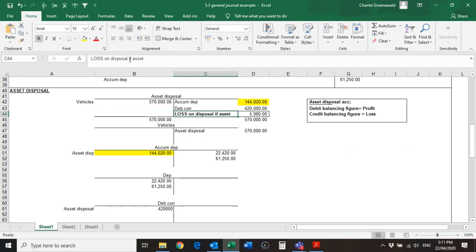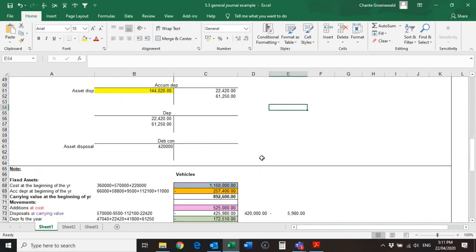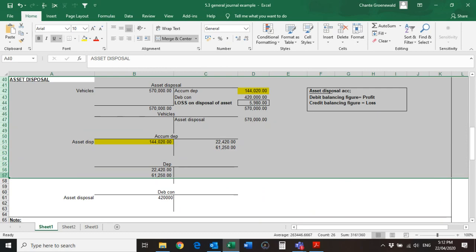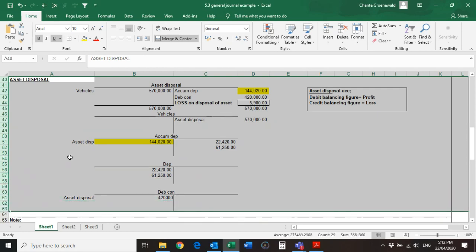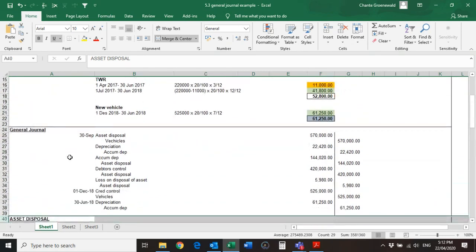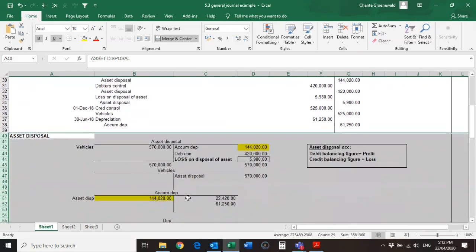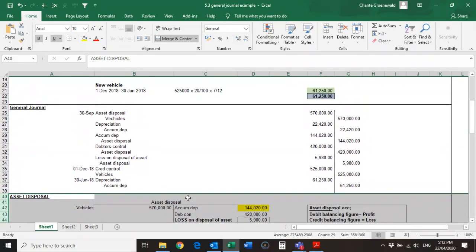Okay, that's supposed to be of an asset. So if I have a credit balancing figure, that will result in a loss on disposal of asset. Okay, so before I go on, why I did this: they didn't ask me any of this. What they asked me was the general journal. That's what they asked me to do. But I want to show you how it looks in the general ledger, and then how to account for it in the general journal.